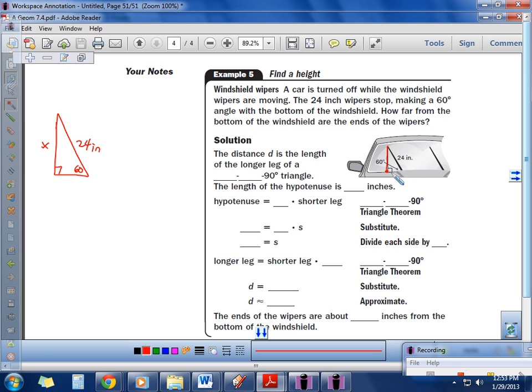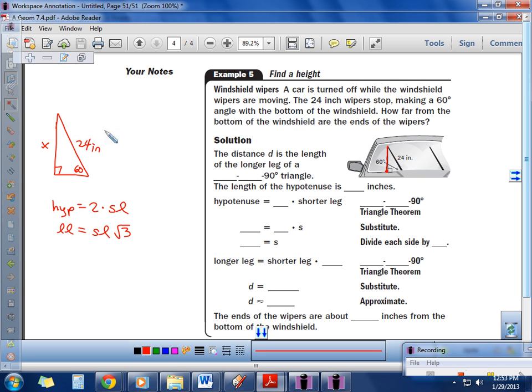30, 60, 90. It's a 30, 60, 90 special right triangle. It has two formulas. Those two formulas are hypotenuse equals 2 times short leg. The other one is long leg equals short leg times radical 3. We got to figure out which one to use.